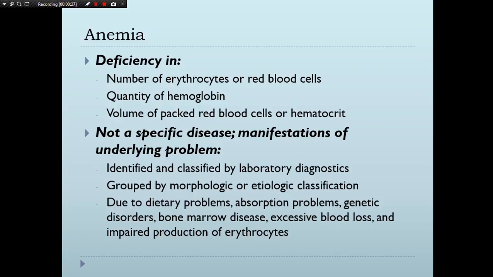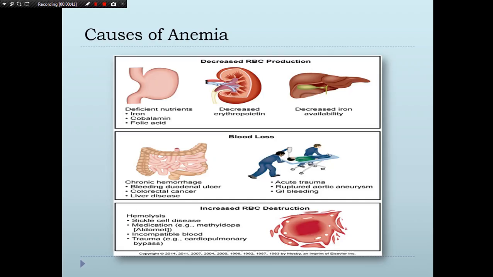It's identified and classified by laboratory diagnostics, grouped by morphologic or etiologic classification, due to dietary problems, absorption problems, genetic disorders, bone marrow disease, or excessive blood loss. This slide is just another indication of some of the causes of anemia.